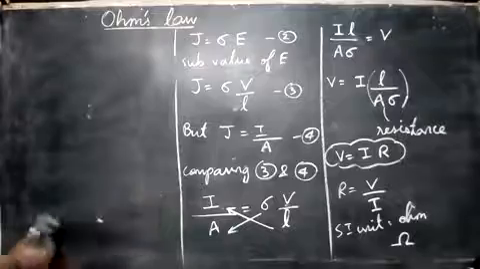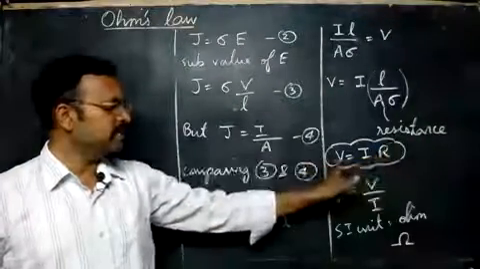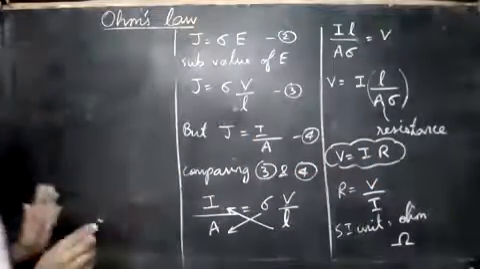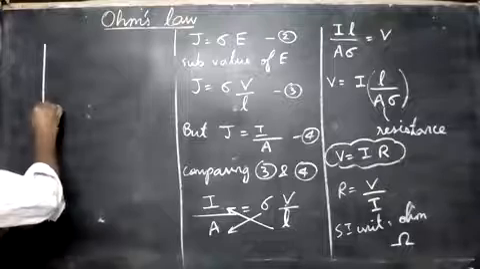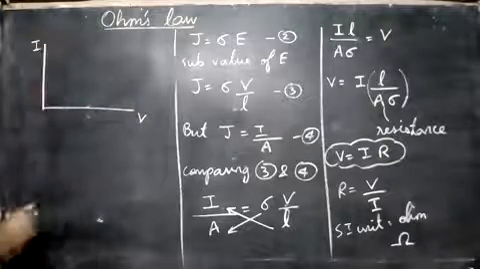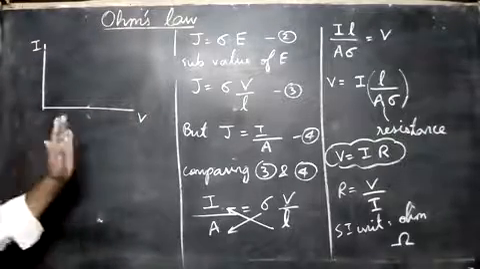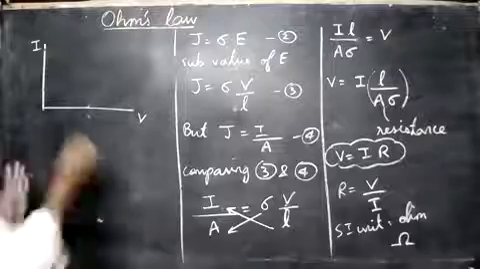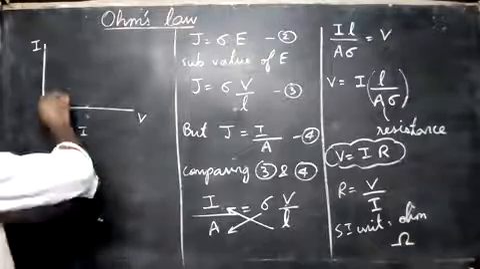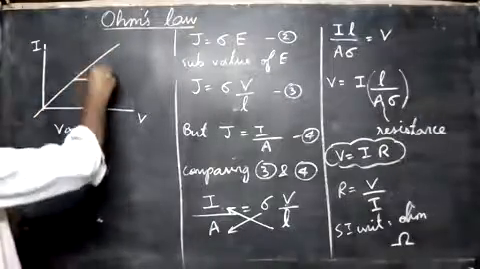I said always know that V is like IR. That means as the voltage increases, current also will increase. That is true for some conductors, which we call ohmic conductors. Let me take V on the x-axis and I on the y-axis. When you plot for some conductors, voltage is directly proportional to the current, and the graph will be a straight line through the origin.